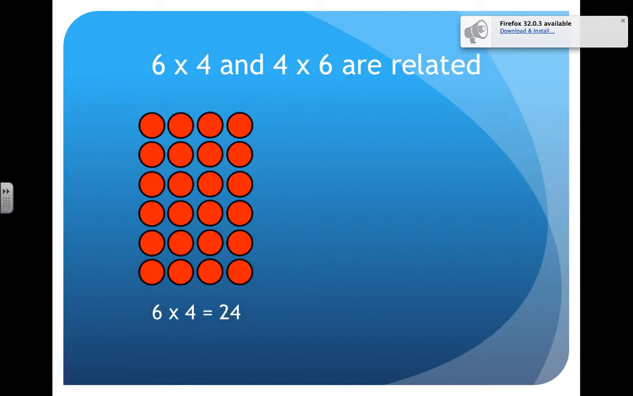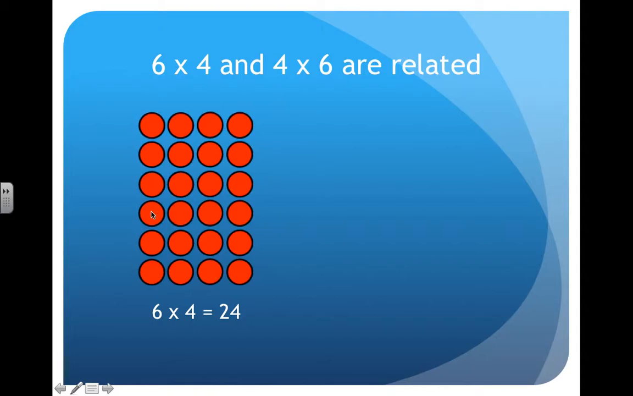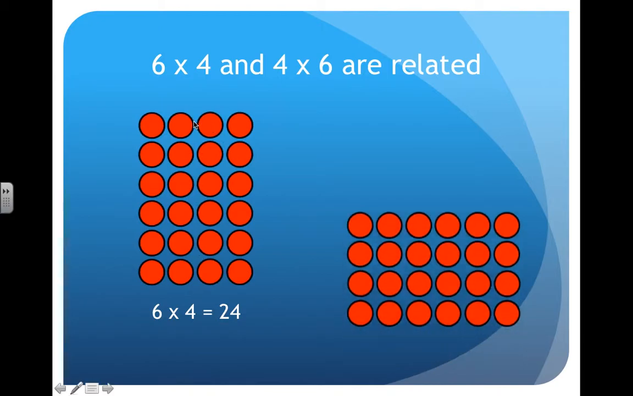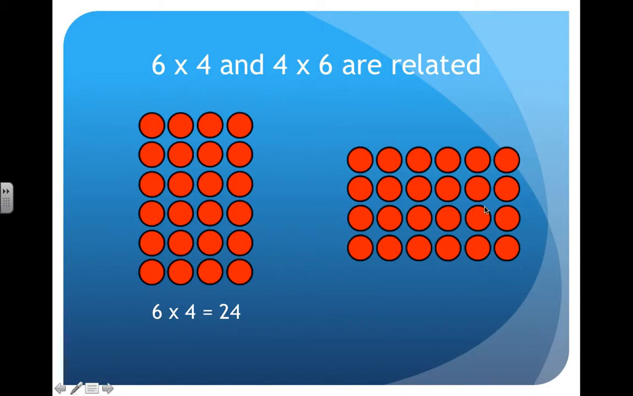Here's an array that shows 6 times 4. 1, 2, 3, 4, 5, 6 equal groups of 1, 2, 3, 4. So 6 multiplied by 4 is 24. This array is vertical. This array is horizontal. This array shows 4 equal groups of 6. So your multiplication equation would be 4 times 6 equals 24.